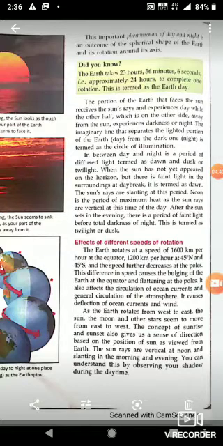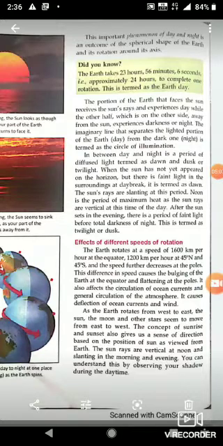Noon is the period of maximum heat as the sun's rays are vertical at that time of the day. After the sun sets in the evening, there is a period of faint light before the total darkness of night. This is termed twilight or dusk.